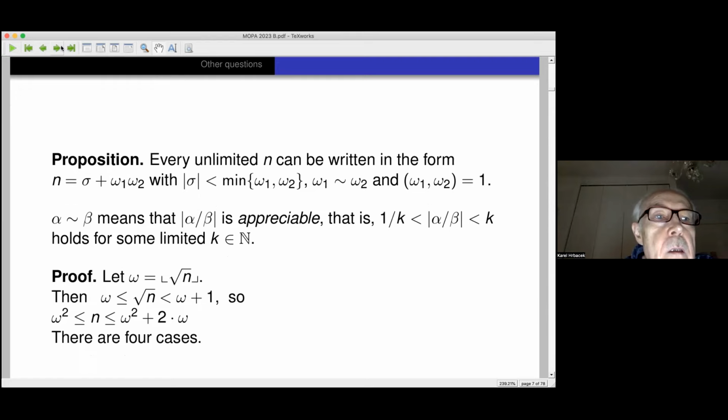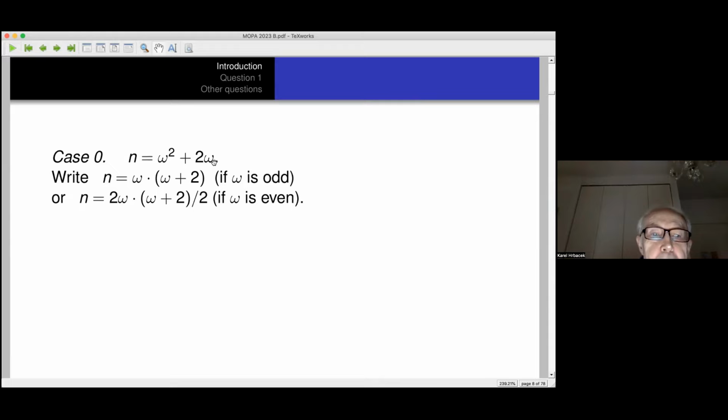Case zero, n is omega squared plus 2 omega. Well, then you just factor omega and you're done almost. If omega is odd, then the two factors are odd, so they are coprime because the only possible common divisor is 2, and they are of the same order, obviously. If omega is even, well, then omega and omega plus 2 have a common factor 2, so you factor the 2 and lump it with omega, and again you have it as a product of 2 integers of the same order, which are coprime, and in both of these cases, sigma is 0.